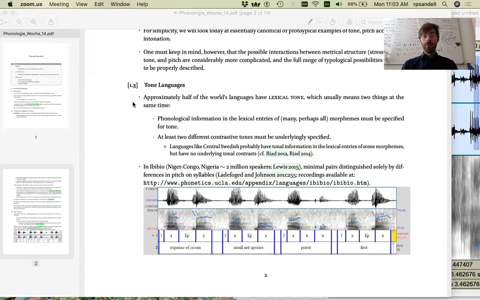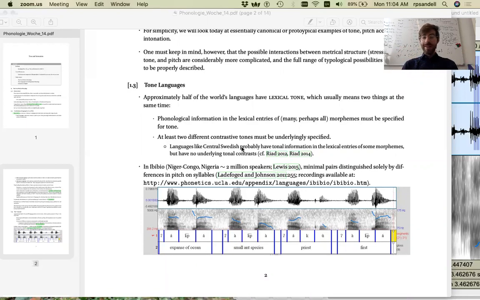Approximately half of the world's languages, in fact, have some kind of lexical tone, which can mean two things at the same time. On the one hand, this may mean that phonological information in the lexical entries of most, perhaps all morphemes has to be specified for tone. And it probably also means that at least two different contrastive tones need to be underlyingly specified. So this would mean there would need to be, say, at least a contrast between a high tone and a low tone relative to one another.